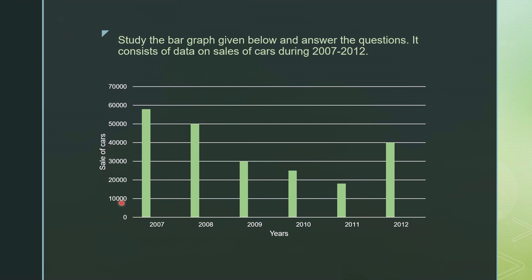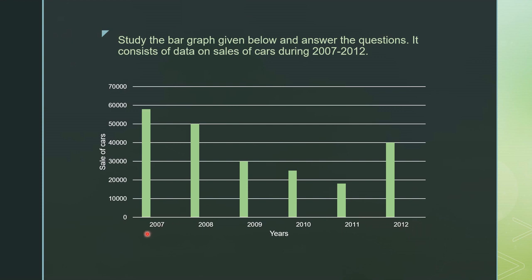Here we represent 0, 10,000, 20,000, 30,000, 40,000, 50,000, 60,000, 70,000. So this is the sales of cars axis, the y-axis, the vertical axis, and this is the x-axis. Here we represent the years: 2007, 2008, 2009, 2010, 2011, 2012.